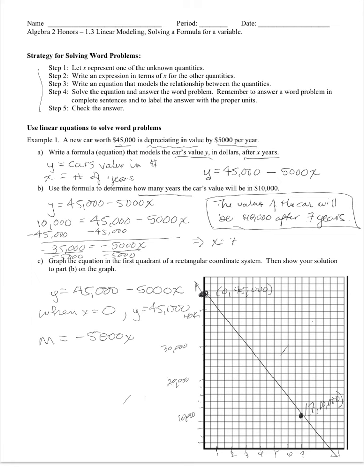This is how we can use information that's been given to solve a word problem by representing the information we've been given with a linear equation. So of course we could label our axes. We know the car's value is in our y-axis and years is our x-axis.